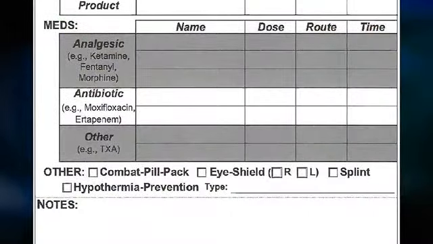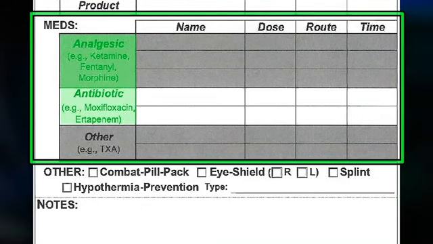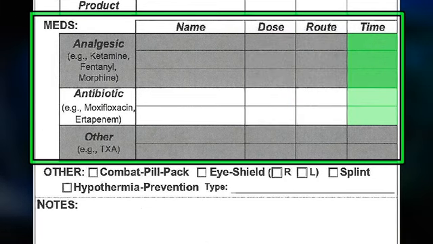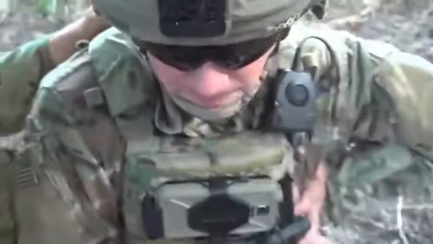The medication section, Med, is for documenting any medications administered and should include the name, dose, route, and time of any analgesics, antibiotics, or other medications. The one exception is self-administration of the combat wound medication package, which is done in the next section.